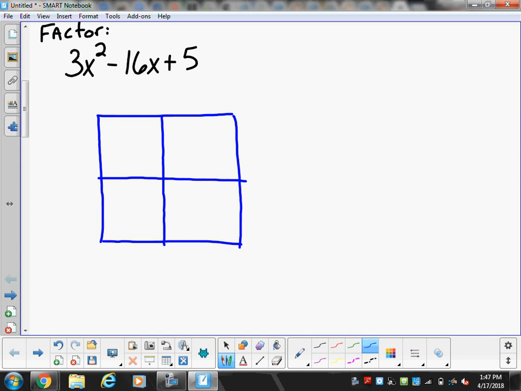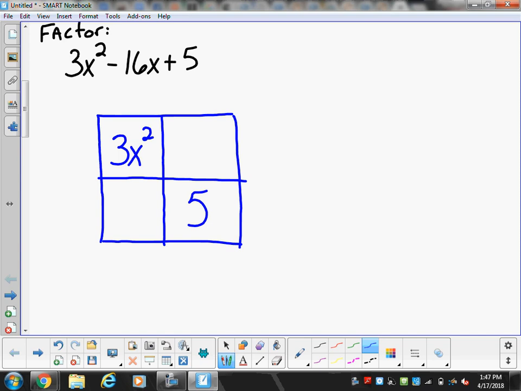All right. Now, what you're going to do is take the very first term, the 3x squared, and put it inside the first box. So 3x to the second power is going to go inside that first box. Okay. Then you're going to take the last term, the 5, and put it in the last box. You're good.